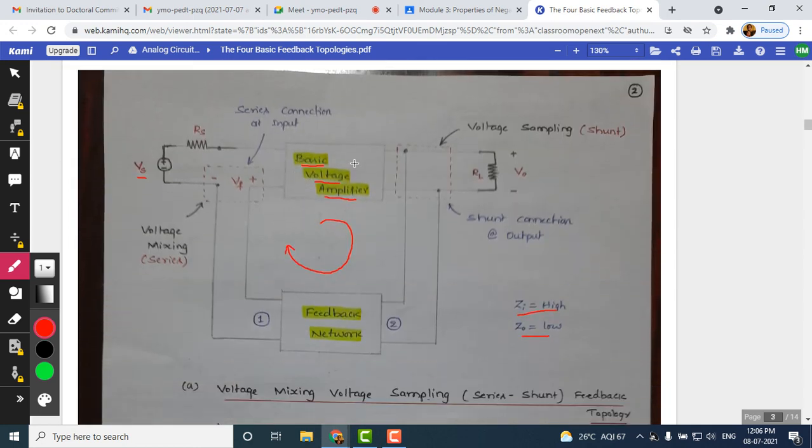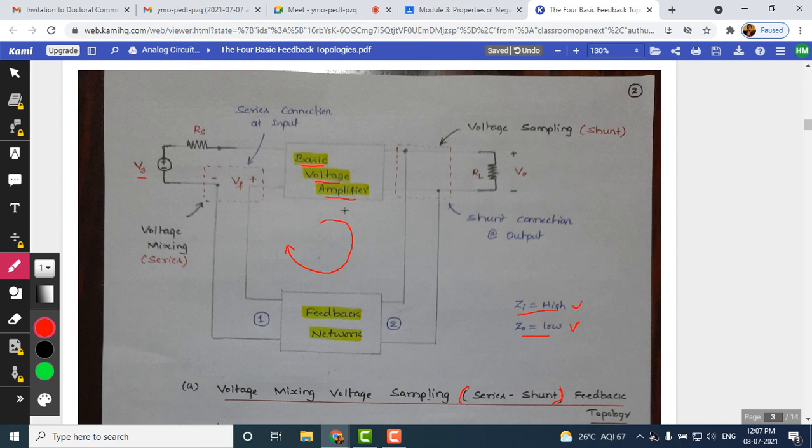So, this is the overall block diagram for the voltage amplifier, and you can see the type of feedback topology, voltage mixing, voltage sampling. In brackets, I have also labeled alternative names like series shunt feedback topology. The reason is, you can see there is a shunt connection at the output and a series connection at the input. Due to this, the feedback topology for the voltage amplifier can also be called series shunt feedback topology. The input impedance expected for this amplifier is very high, as we already said. Output impedance expectation is very low. So, these are the key indicators for this voltage amplifier.